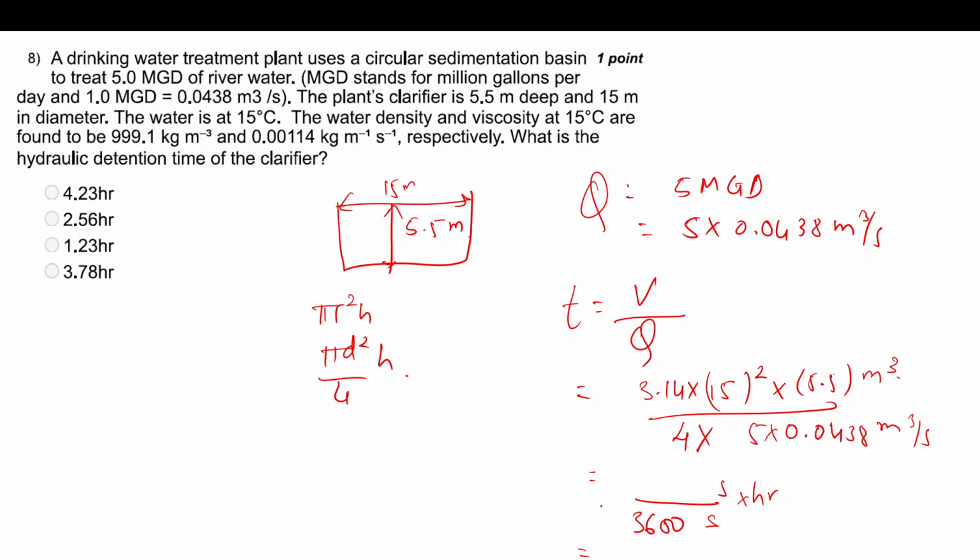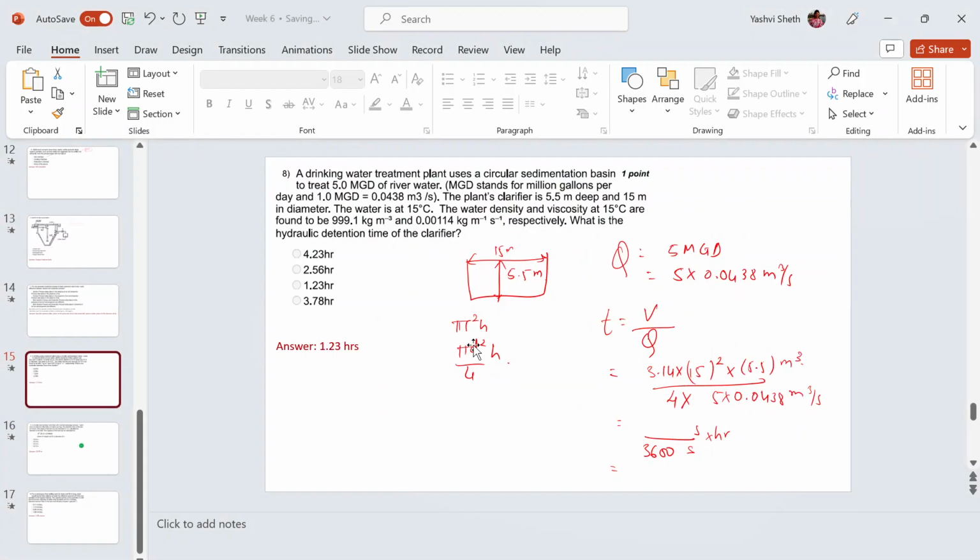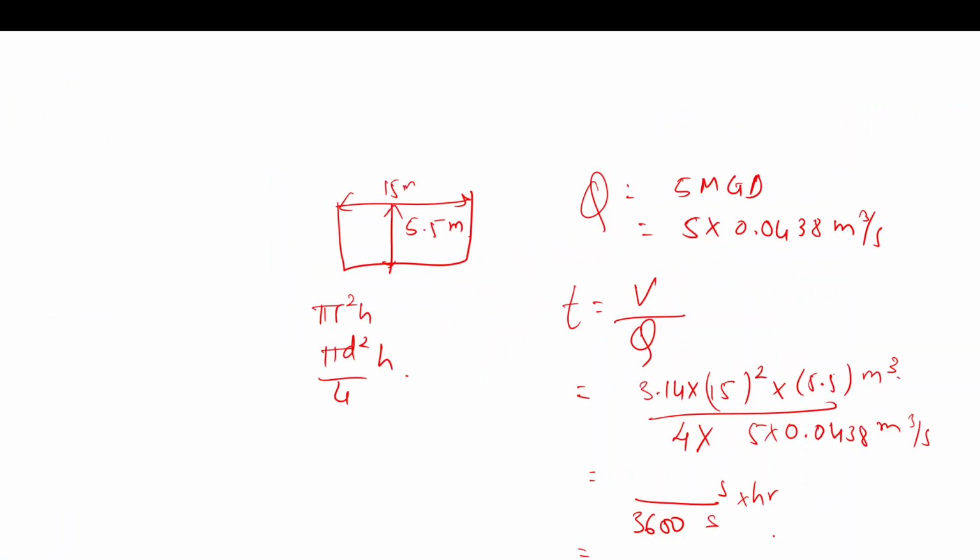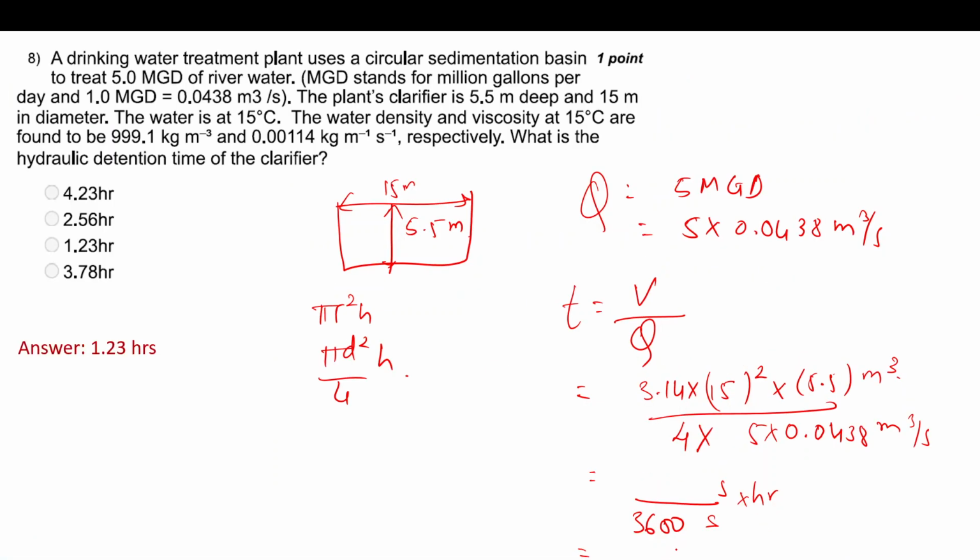Is it clear? 1.23. Yeah, 1.23 is the correct answer. I guess all the conversion steps are clear. Is it clear? Yeah. Okay.